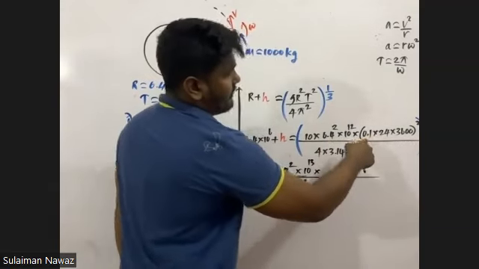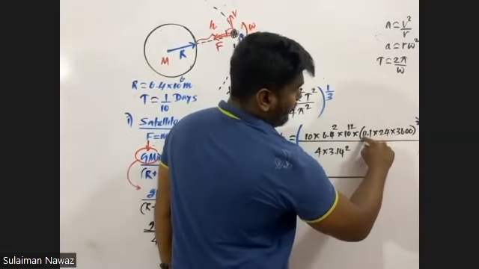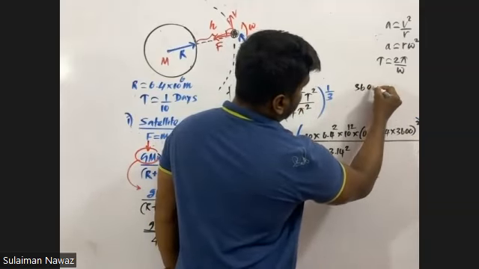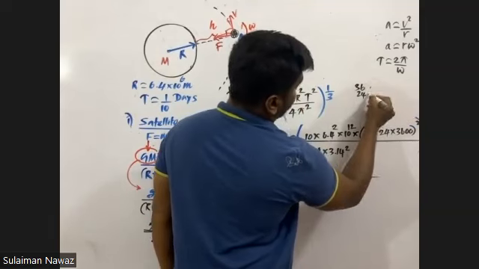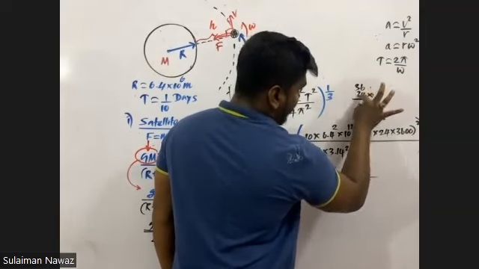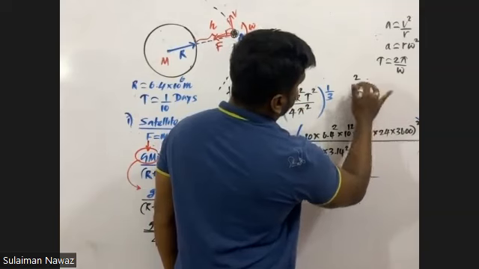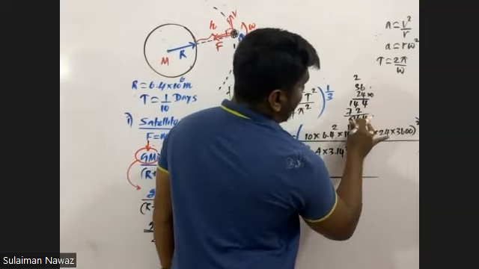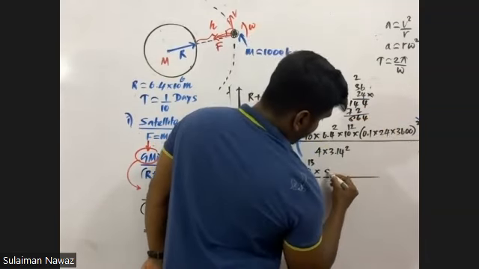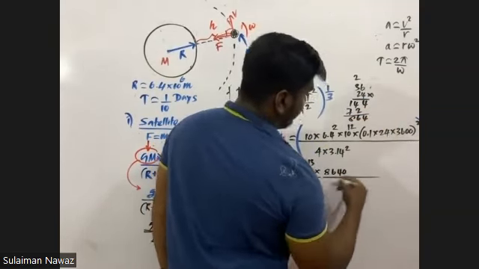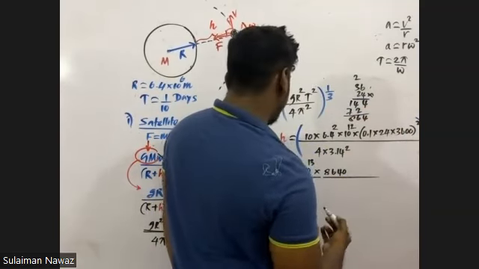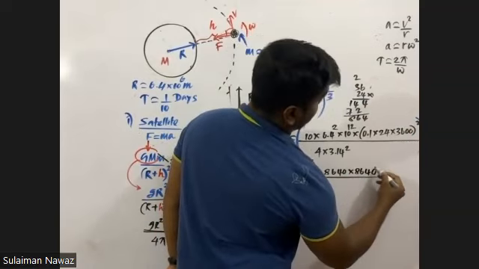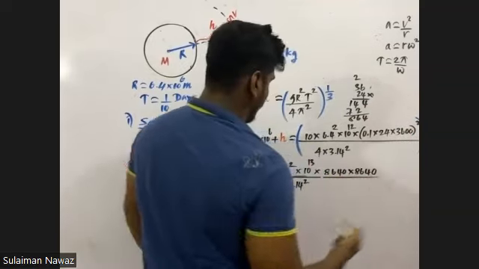Then here, 0.1 into 3600 means 360. 360 into 24. Forget about the 0. If I multiply 36 by 24, I get 864, so it's 8,640. 8,640 squared. This entire one, this much.